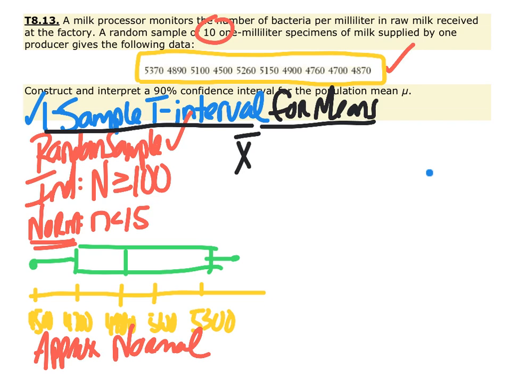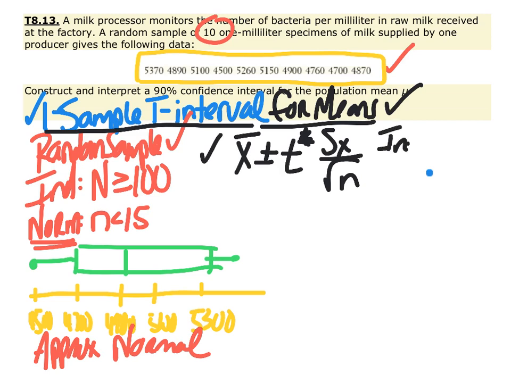So x bar plus or minus. We don't know the population standard deviation, so T critical value, and then we're going to do s_x over the square root of n. So either showing it verbally what it means or actually having the formula is the same thing to the AP board. For the do portion, let's go ahead and actually find the T critical value.